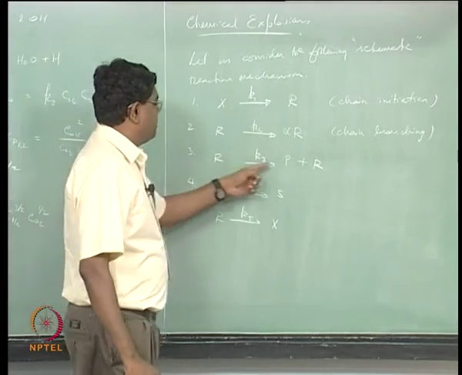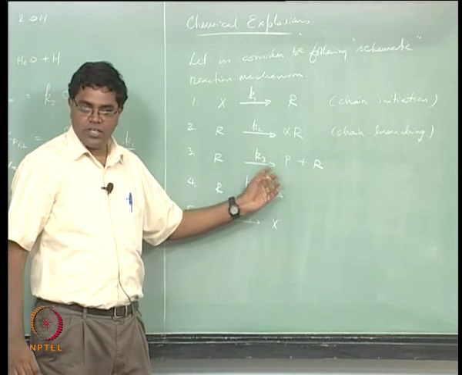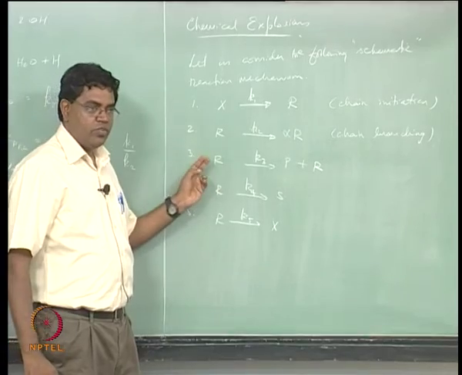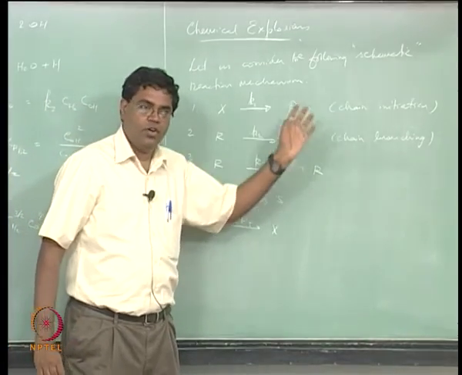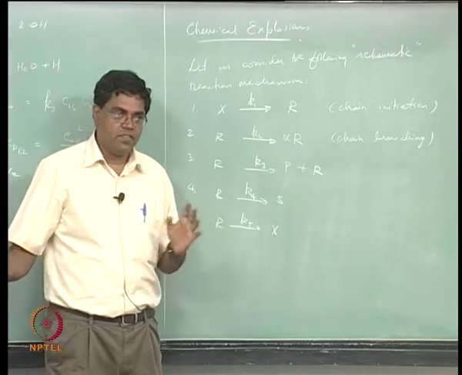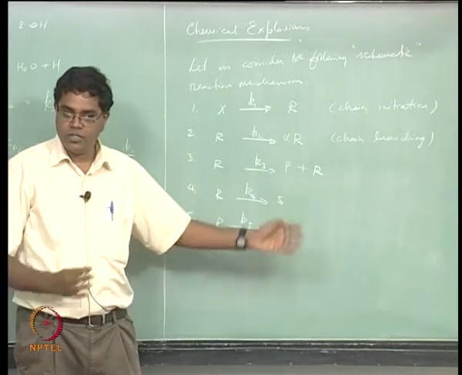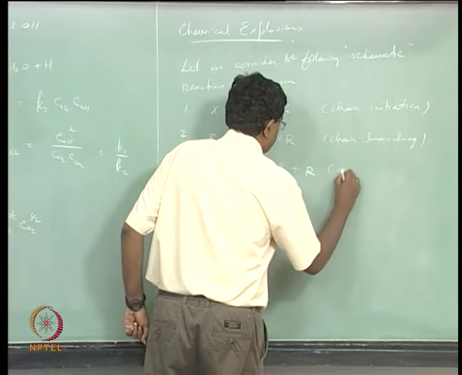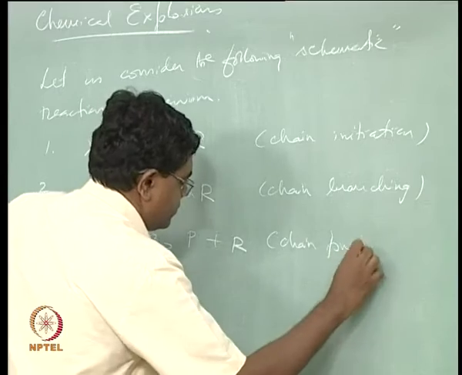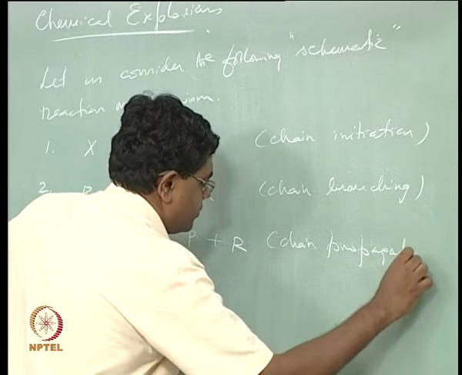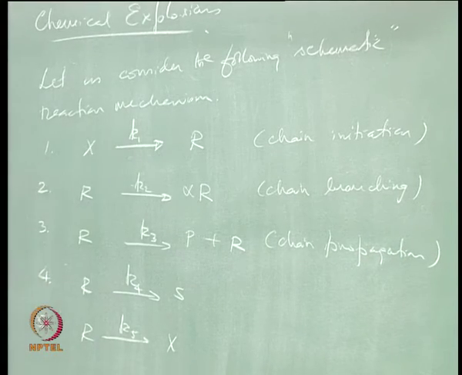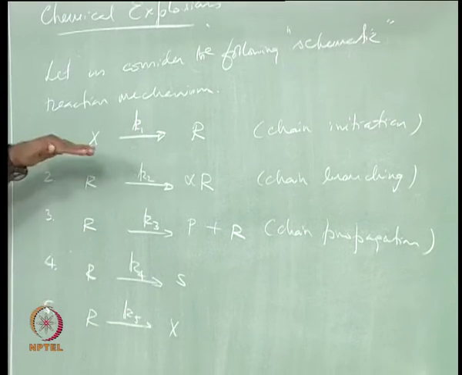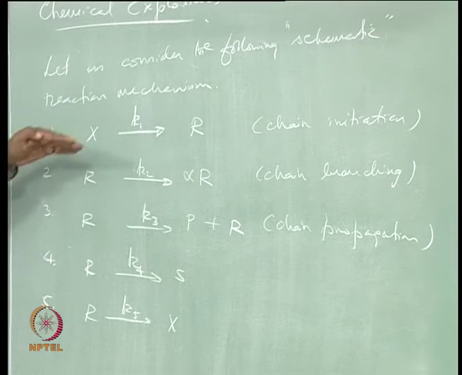And R gives P plus R. P is like a stable product. Let's say we are interested in this finally. But then what's happening? You start with R, you have something else, and then you also have R. So as far as intermediates are concerned, it's neutral. That means it's a chain propagation step. In reality, you would have a bunch of steps like this, so each of these could be a bunch, it's not just one.